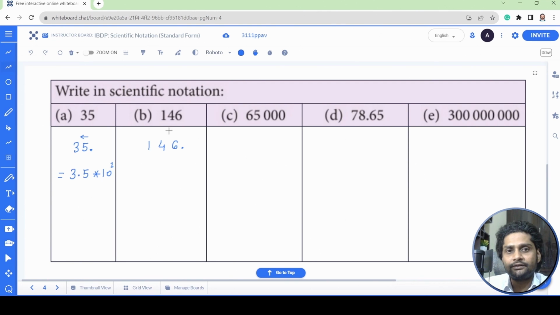Again, this time we need to shift the decimal to its left by 2 digits in order to make the first number between 1 and 10. So this time we can write the number as 1.46, and just because we have shifted the decimal by 2 digits, we have to raise an exponent of 2. So it's 10 raised to the power of 2.